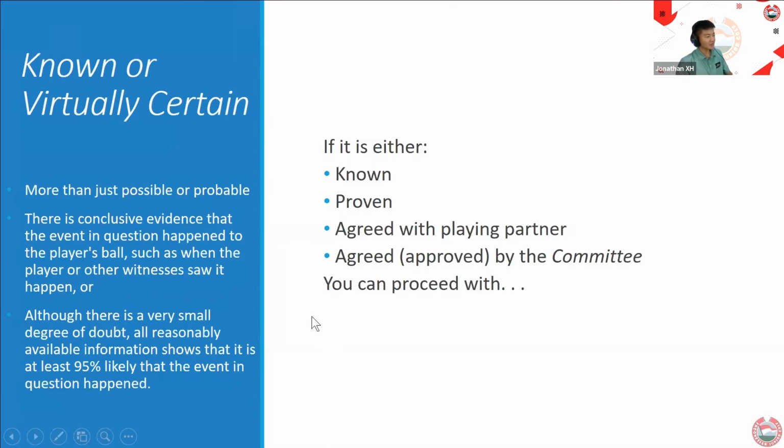And that was through known or virtually certain. He presented a case with integrity, with reasonable conclusive evidence, more than just possible or probable. He also got his playing partner to help him out, and it was approved by the committee. And there he benefited from that decision, right? This is why everyone must know what known or virtually certain is, and this is why we're spending quite some time on known or virtually certain.